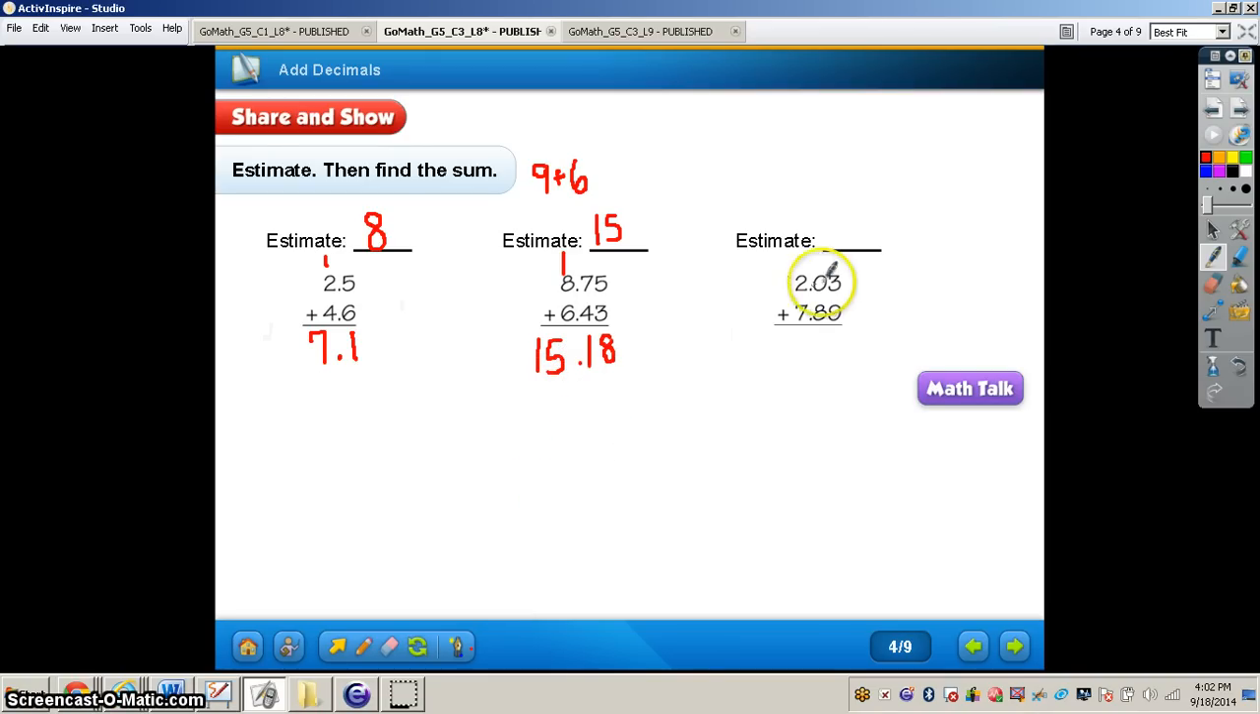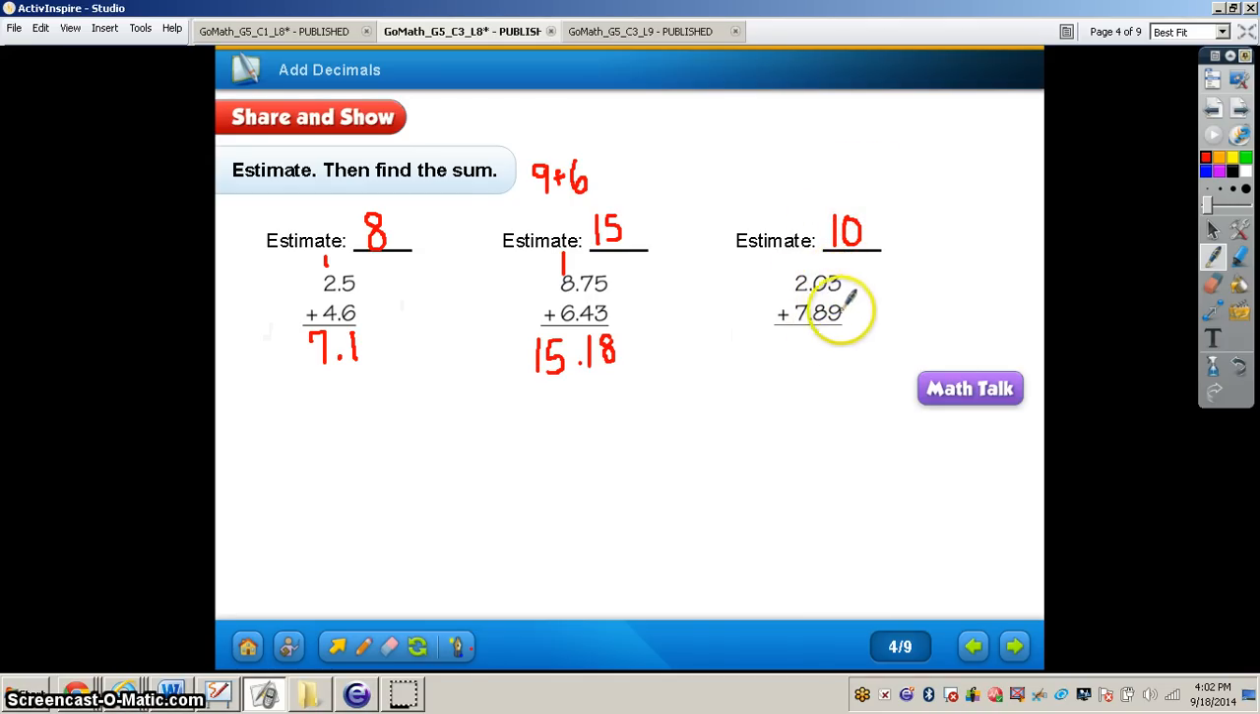Now let's take a look at one more together. Alright, now we have rounded to the nearest whole number. This will be a 2, and this will be an 8. 2 plus 8 will give us 10. Now that we've estimated, it's time to work through the problem.